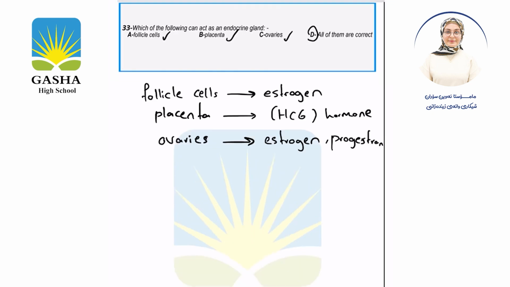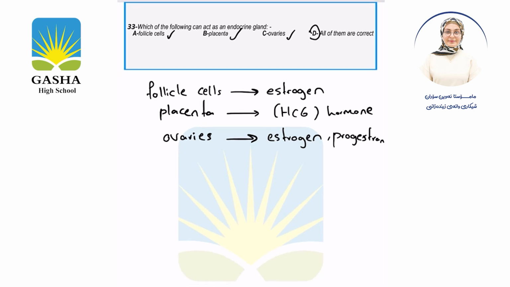Question 33, which of the following can act as an endocrine gland? It means can secrete hormone or not. A, follicle cell, yes, it can. Follicle cell can secrete estrogen. And B, placenta. Placenta can secrete HCG hormone. And C, ovaries. Ovaries can secrete estrogen and progesterone. So the most true answer for question 33 is D.